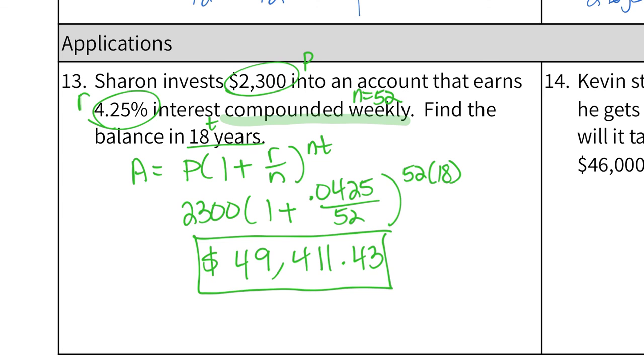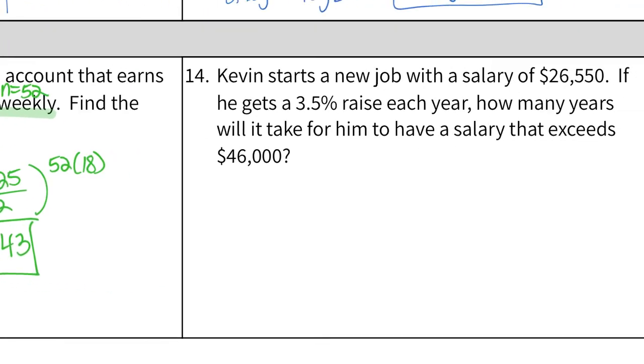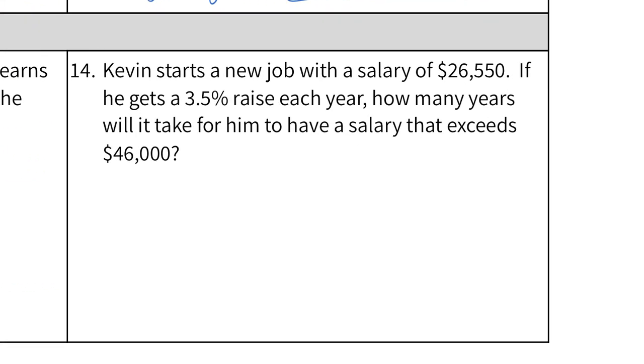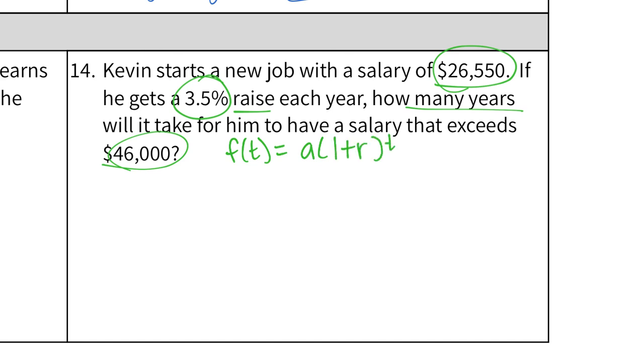Okay, so now let's look at another word problem. It says Kevin starts a new job with a salary of $26,550. If he gets a 3.5% raise each year, how many years will it take for him to have a salary that exceeds $46,000? So in this case, we're going to use regular exponential growth. So that is f of t equals a, parentheses 1 plus r raised up to the t power.